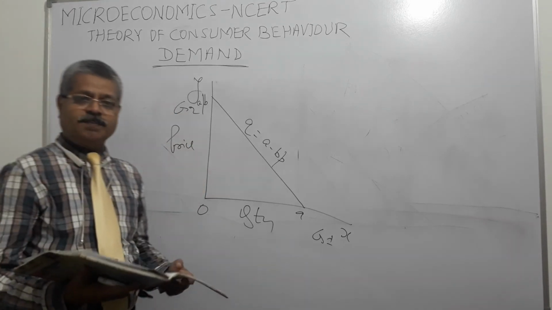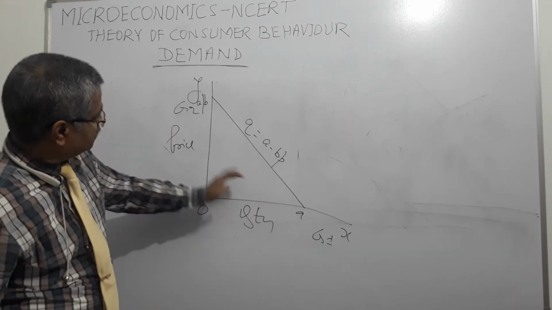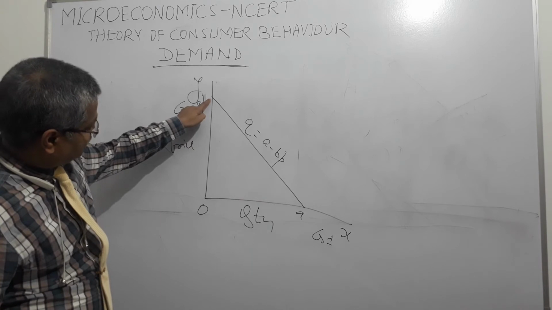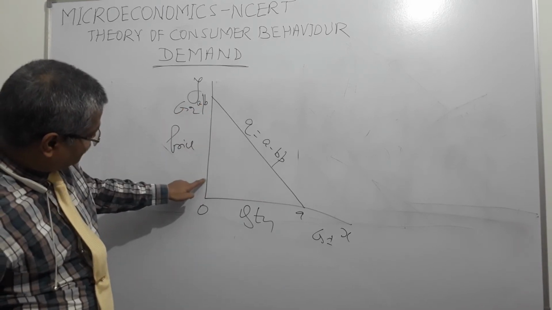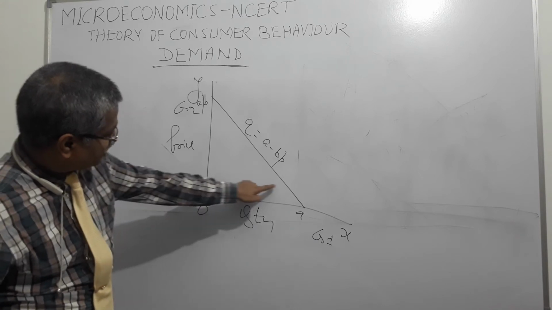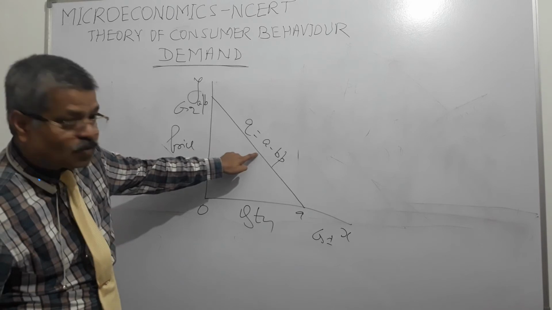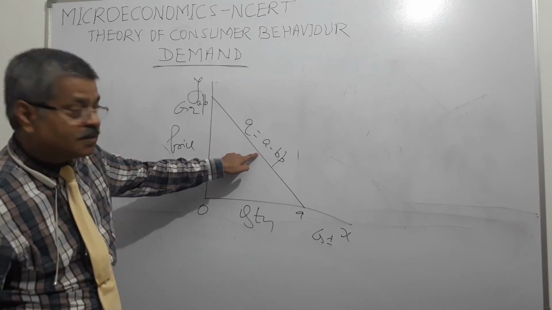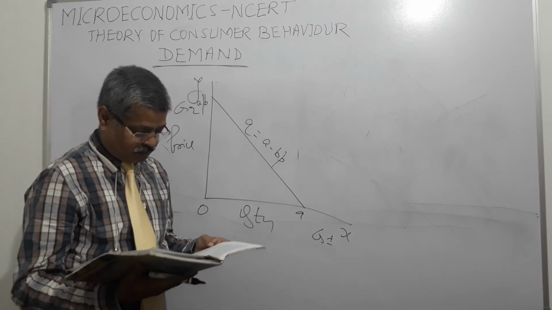When the price goes up, price is here, so demand is here; price is here, demand is here. When the price is in between, demand for good 1 is here, right? So as price goes up, demand comes down, right?